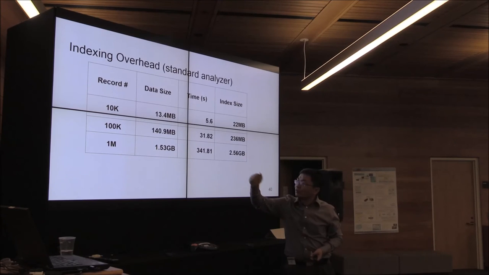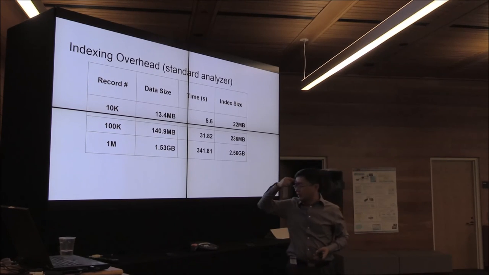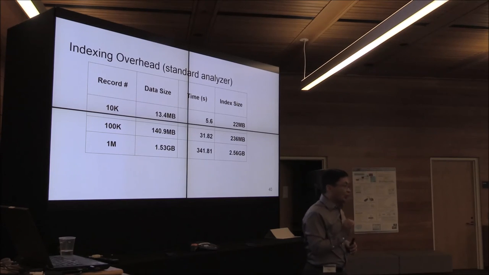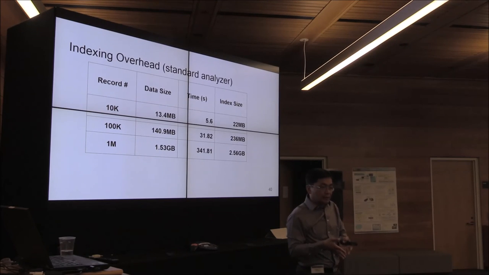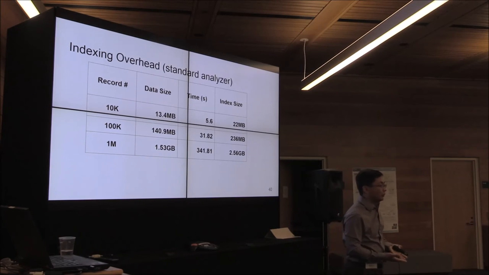Not too bad for like 1 million records. It takes about 5 to 6 minutes to build an index with about 22.5 gigabytes of index structure. Okay. But when we build this index, I want to emphasize one thing, which is since Lucene heavily relies on the inverted index, Lucene allows you to build different inverted indexes using different analyzers, depending on your semantics, what you want to do with your data.